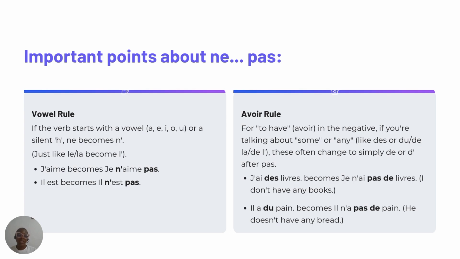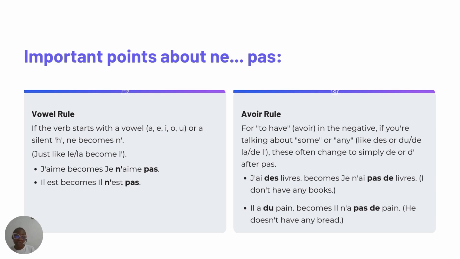Now, what are the important things to note about ne pas? If the verb starts with a vowel, just as we have seen earlier, maybe A, E, I, O, U, or a silent H, the ne becomes n' apostrophe, just like le and la become l' apostrophe when we were treating articles. The same way, your ne will turn to n' apostrophe. So instead, j'aime will be je n'aime pas. Il est will be il n'est pas.